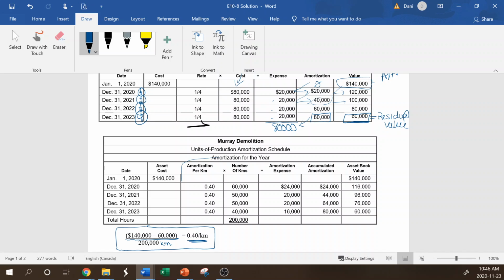So we're going to use this amortization per kilometer, and then we multiply it by the number of kilometers actually driven in the year, and that gets us the amortization expense that we would book each year. The question said that there were 60,000 kilometers the first year, 50,000 in the second, 50,000 in the third, and then 40,000 in this fourth year. The reason it works out in this question is that we're stopping because we've got to 200,000 kilometers, and that equaled our estimate. And we're stopping because our book value at this point equals the residual value.